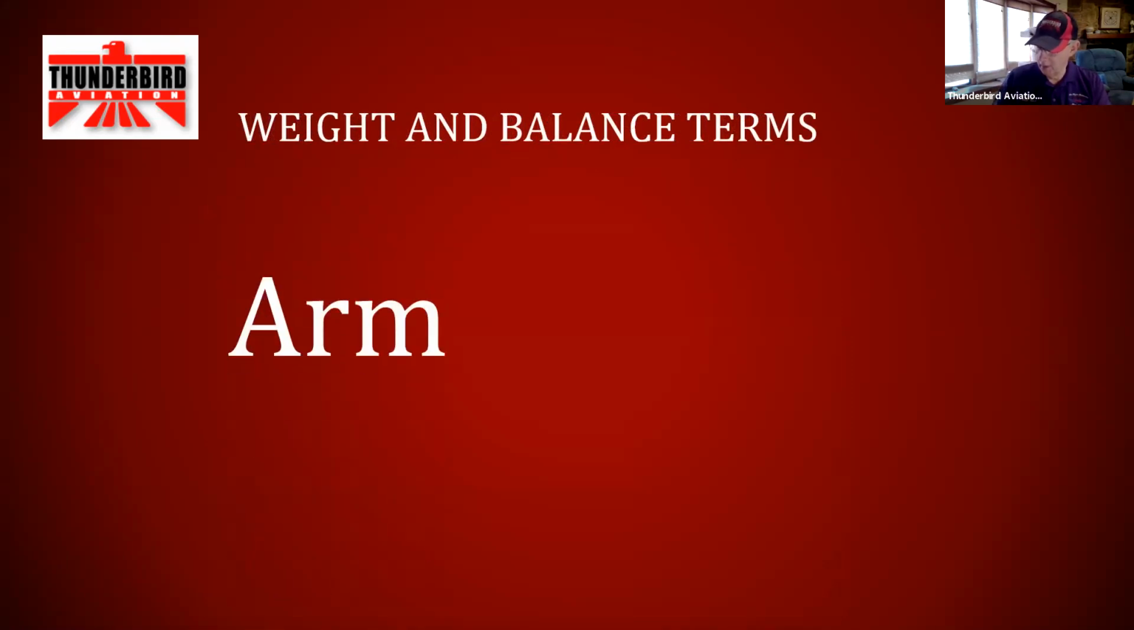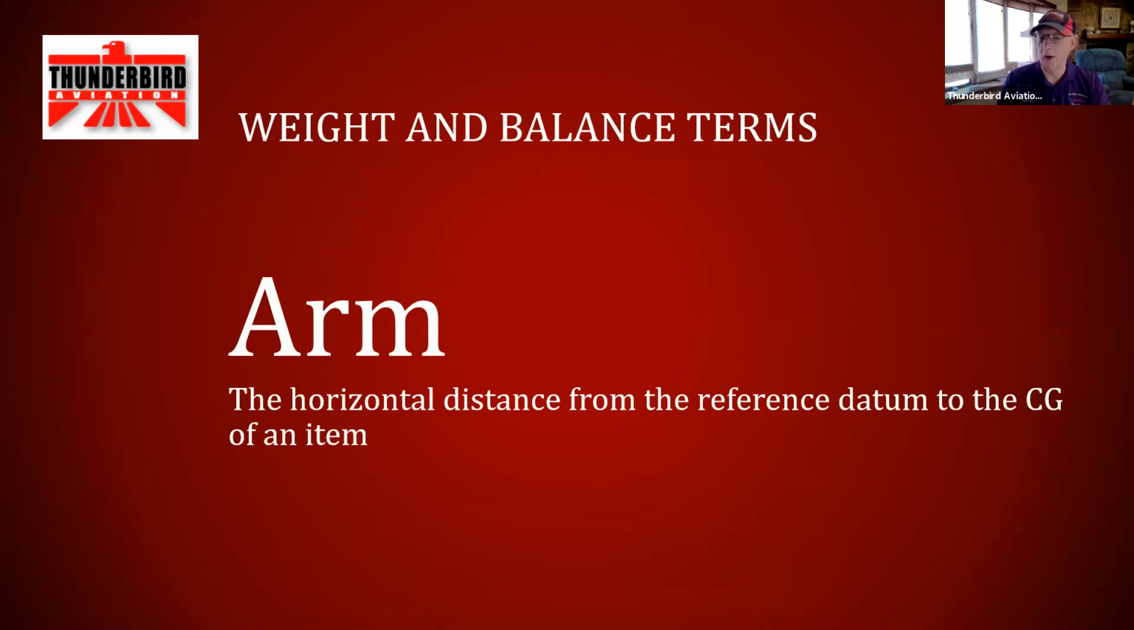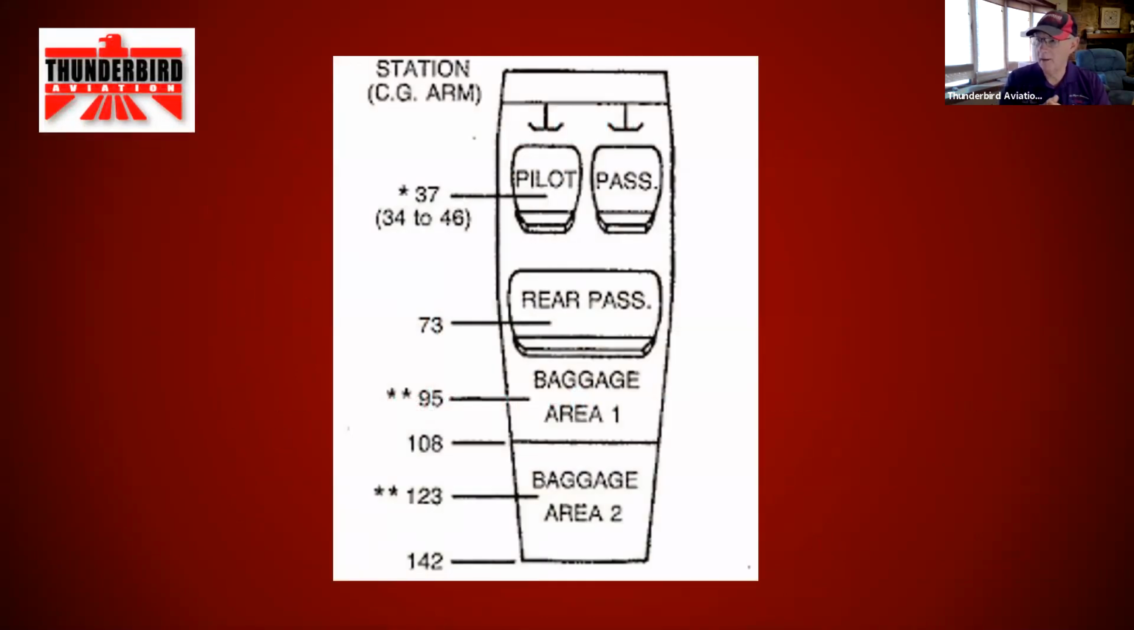So then the arm is the distance from that datum to the center of gravity of the item, the middle of the seats, the fuel, the baggage compartment, just like this picture here. This is a Cessna 172 picture I found online. The front seats, the average arm is 37 inches after the datum line, which is the firewall. But if you've got a short person and he's all the way up to the front, you could say, okay, let's use that seat as 34. And the other person's kind of long-legged, so they've slid all the way back. It could be 46. So it just depends on how accurate you want to be when you're doing your weight and balance calculation. Rear seat 73, and as you can see, the different baggage areas there.